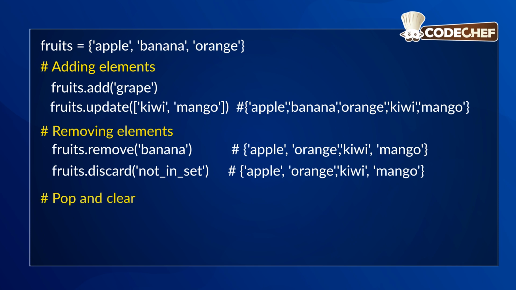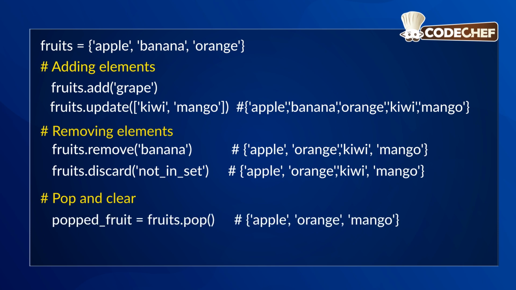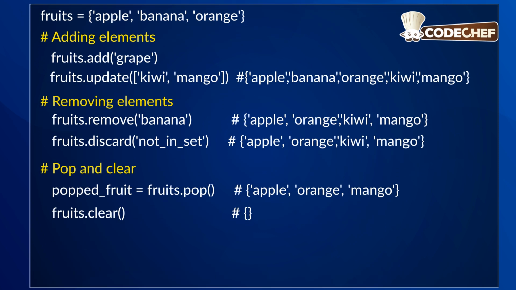The pop method removes and returns an arbitrary element from the set, since sets have no fixed order. To remove all elements at once, use the clear method. And to check how many elements are in your set, just use the len function.